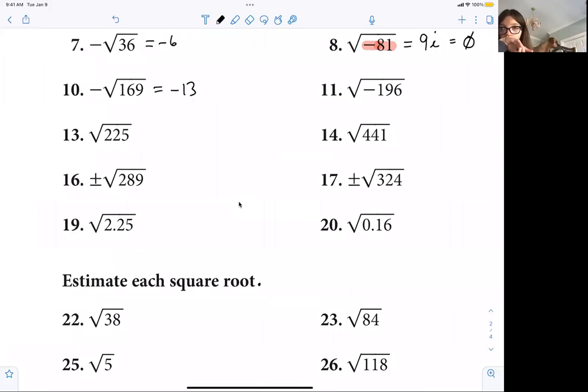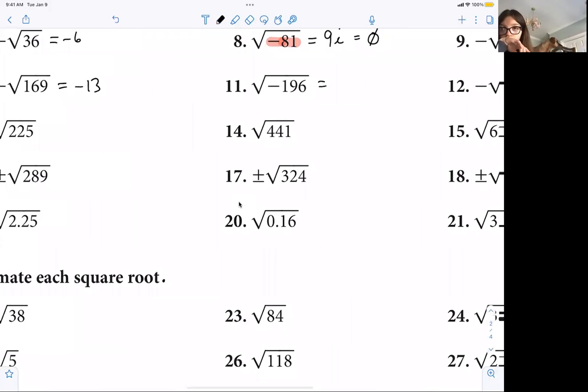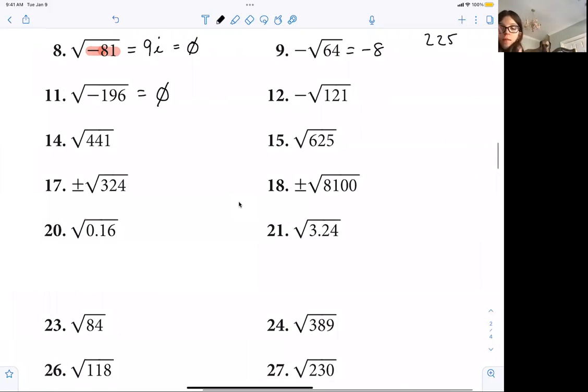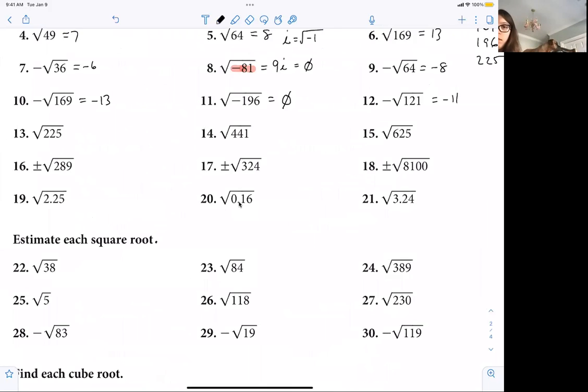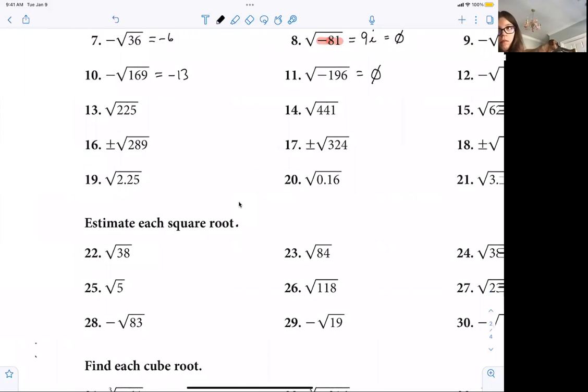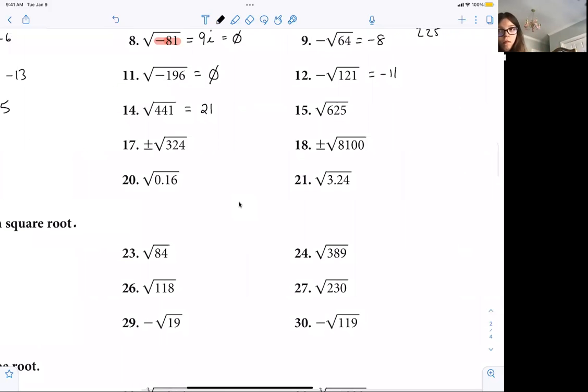Now, number 10, that's just what? -13. Number 11, we're just going to go ahead and say no solution. You're right, the square root of 196 is 14, but because it's negative, there's nothing we can do. All right, so 12, negative 11 is perfect. All right, 13, square root, that's right. All right, and 441, you will eventually understand. You'll do that enough, you'll see it's just 21. All right, and then 15, square root of 625 is definitely 25.